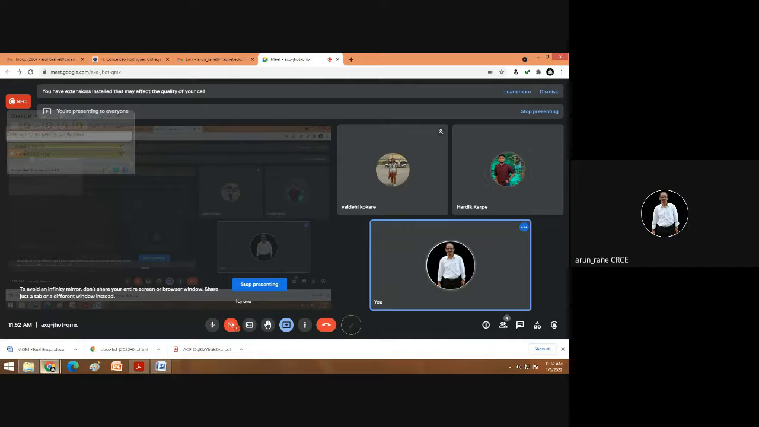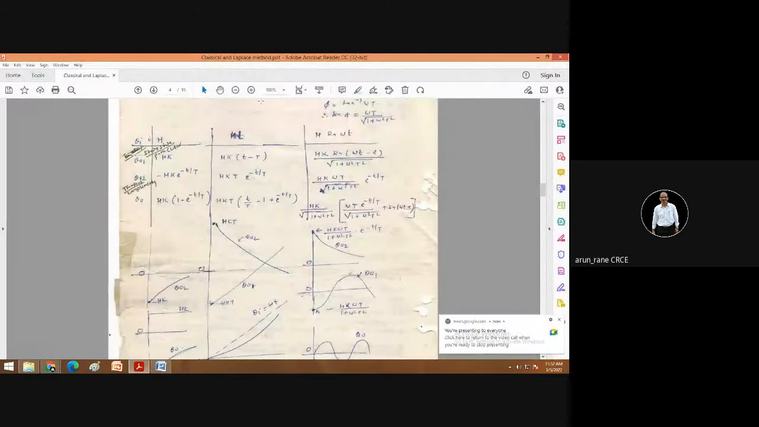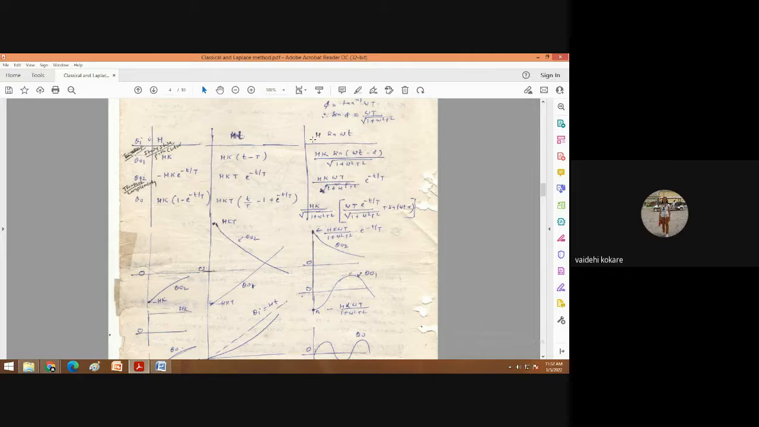Hello. Yes, sir. So what I'm asking, in a right angle triangle, if one side is omega t and the other side is 1, what will be hypotenuse? Sir, it will be under root omega square t square plus 1.